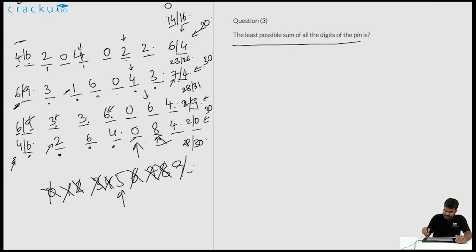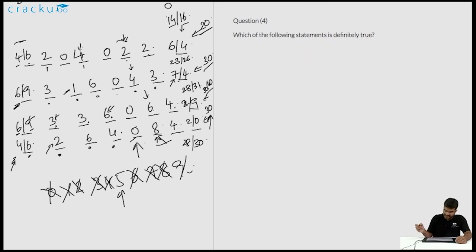The least possible sum of all the digits of the pin: in each of the cases we have figured out the total possible sum. It can be either 20 in the first case, or 30 in the second case. In the third case it can be either 30 or 40, and in the fourth case it is definitely 30. So the least possible value of the sum of all the digits will be 20, which is in the first case, where the sixth digit is equal to 2.